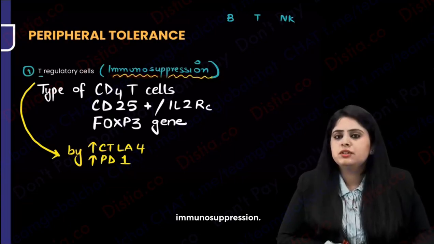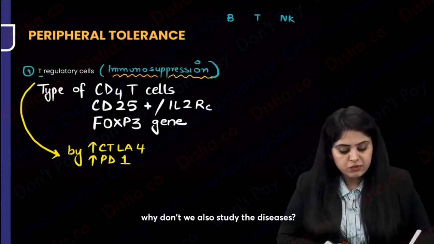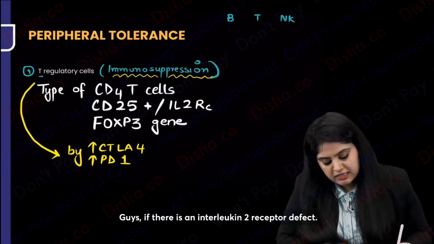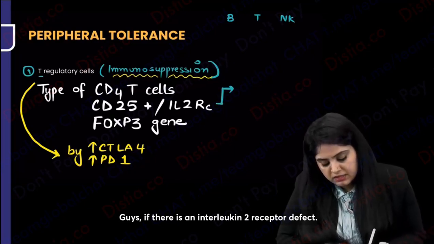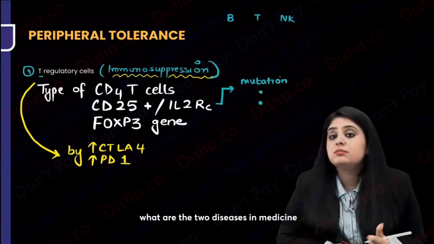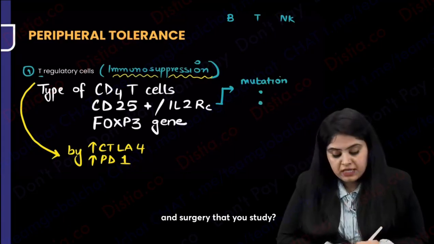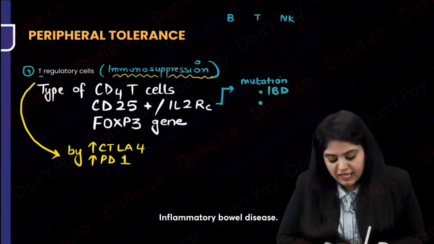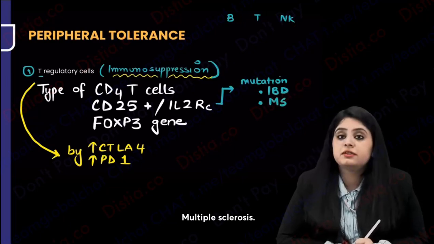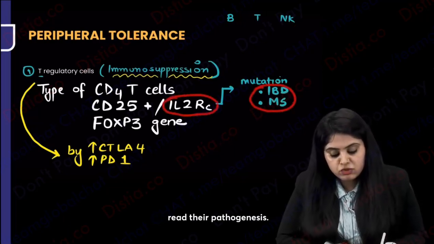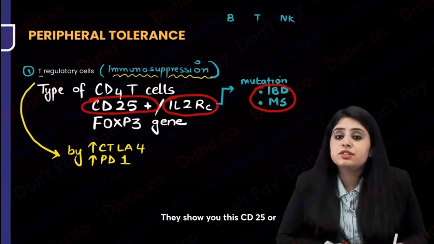So whenever I increase T regulatory cells, CTLA4, PD1, all of these will cause immunosuppression. When we are studying so much, why don't we also study the diseases? Guys, if there is an interleukin 2 receptor defect, an interleukin 2 receptor mutation, what are the two diseases in medicine and surgery that you study? Interleukin 2 receptor, which intestine disorder? Inflammatory bowel disease. And which brain disorder? Multiple sclerosis.